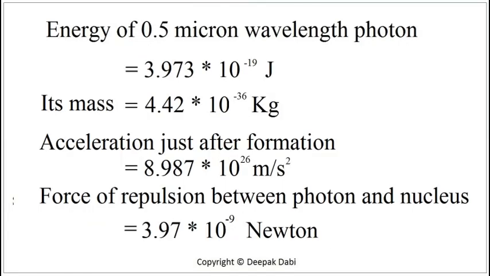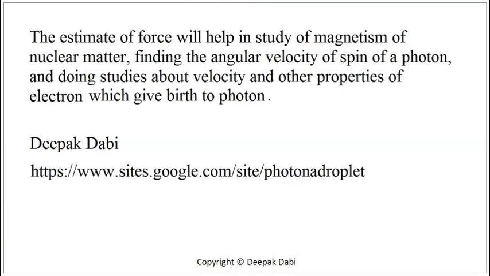The estimated values of energy, mass, acceleration and force are as follows. The estimate of the force of repulsion will help in the study of magnetism of nuclear matter and finding the angular velocity of spin of the photon, and in doing studies about the velocity and other properties of the electron which gives birth to the photon.